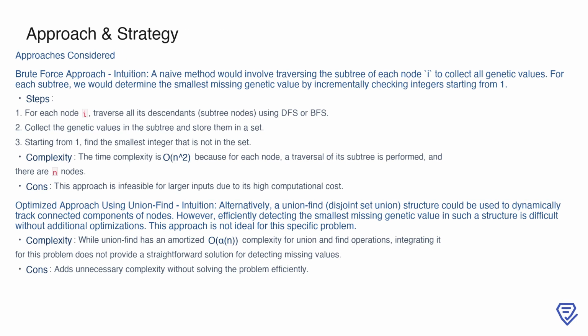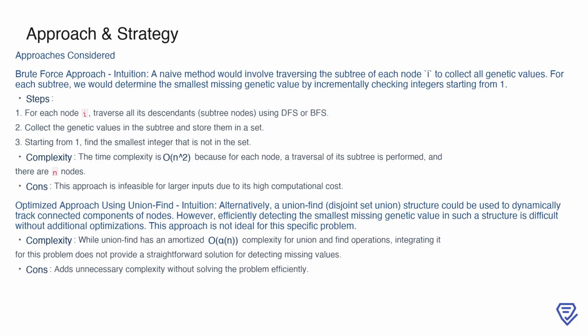To solve this problem, we first considered a brute force approach. The idea here is straightforward. For each node, we traverse its entire subtree, collect all the genetic values, and then determine the smallest missing value by starting from 1 and checking incrementally. While this method is intuitive, it involves traversing the subtree of every single node, which means we perform an O(n) traversal for each of the n nodes. This leads to a time complexity of O(n squared), making it highly inefficient for large inputs.